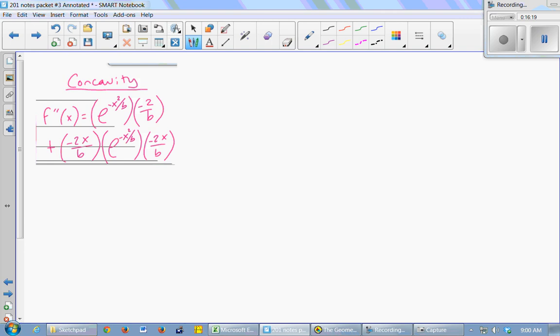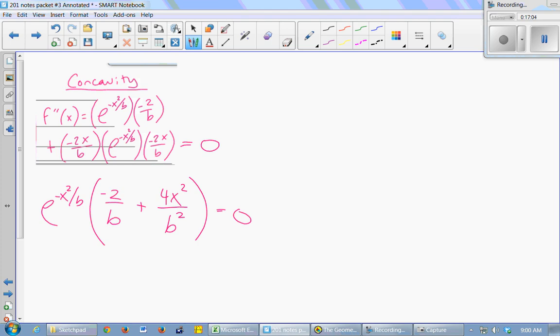Okay, equals 0. Have to try to solve this thing. Yeah, it's not nice. But there is an e to the negative x squared over b in both terms. I could factor it out. So I'll have e to the negative x squared over b times, and then I'm left with negative 2 over b plus 4x squared over b squared. I just multiplied the negative 2x over b times the negative 2x over b, equals 0.